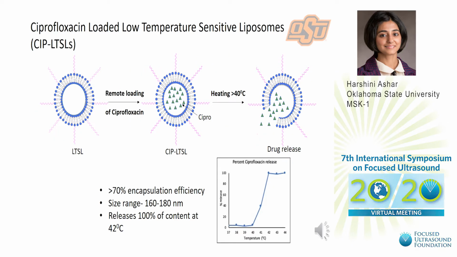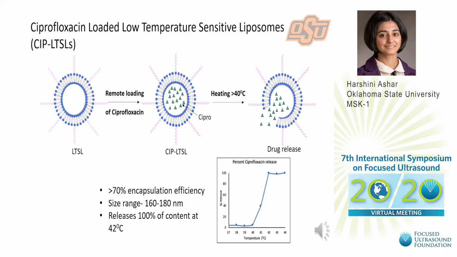So very briefly, LTSLs are spherical lipid bilayer structures with an aqueous core. We use the remote loading method to entrap ciprofloxacin within the LTSLs with an encapsulation efficiency of more than 70%. Their size range was 160 to 180 nanometers. When we measured the release of Cipro as a function of temperature, the CIP LTSLs released 100% of drug load at 42 degrees Celsius.